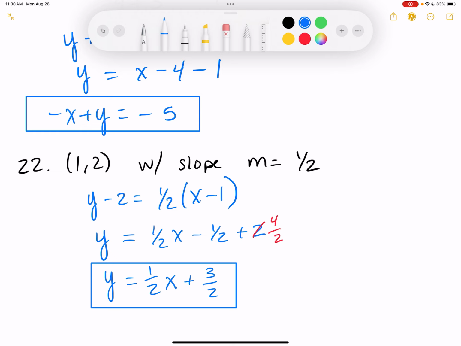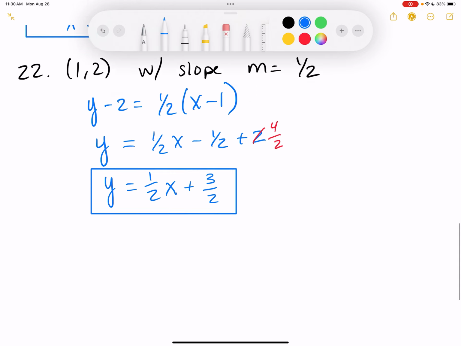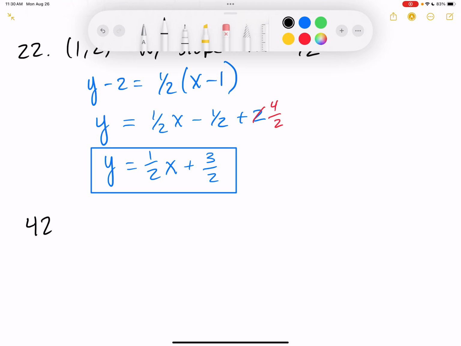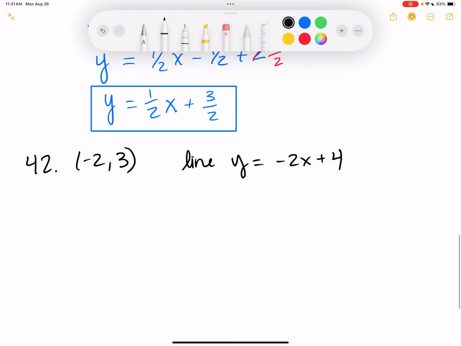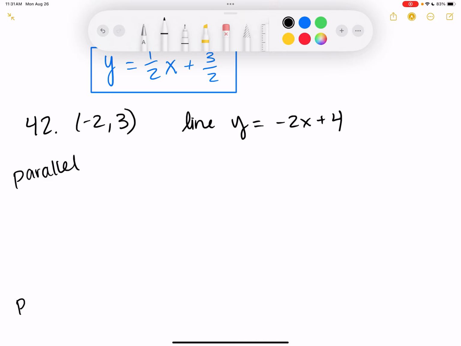And the last thing we have in this section that we need to be concerned about is 41 through 44, which says to find an equation of the line passing through the point parallel to the given line, and then the same thing but perpendicular to the given line. So with 42, they give us the point -2, 3, and the line y equals -2x plus 4. First they want me to find the one that is parallel to it, and then the one that is perpendicular to it.